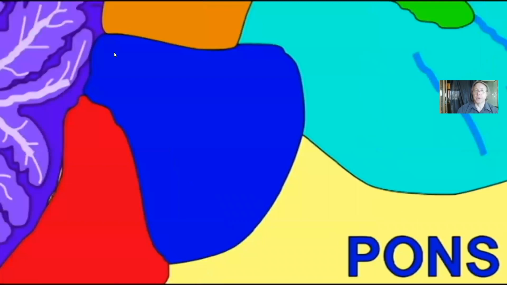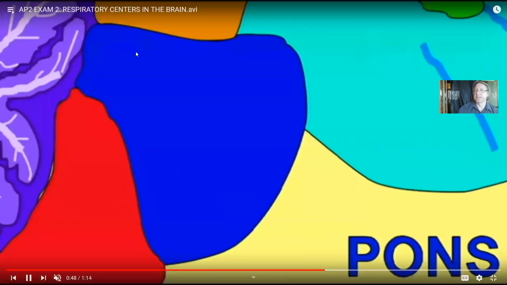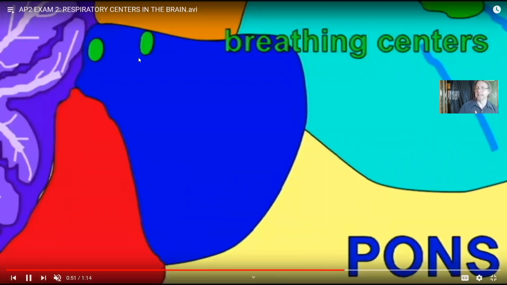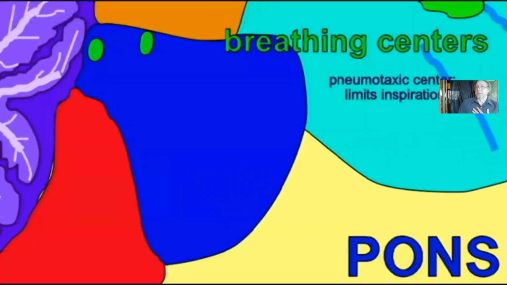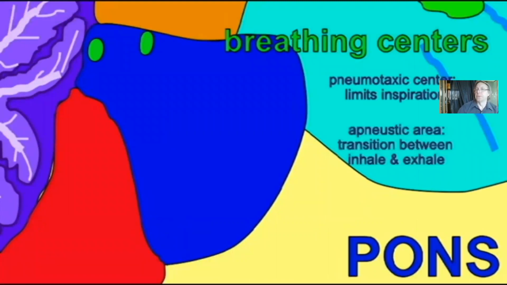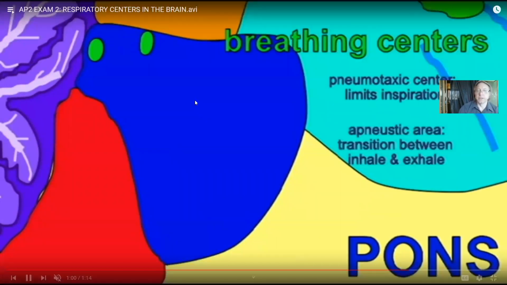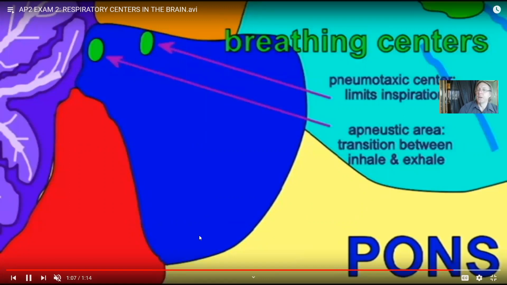The pons also helps. There are some centers here, like the center which will, if I start to inhale, after a certain point tell me to stop. I shouldn't inhale too much, so it limits inspiration. And then also the center which governs the transition between the inhale and the exhale. So our primary respiratory centers are in the medulla, but the pons also has centers as well.